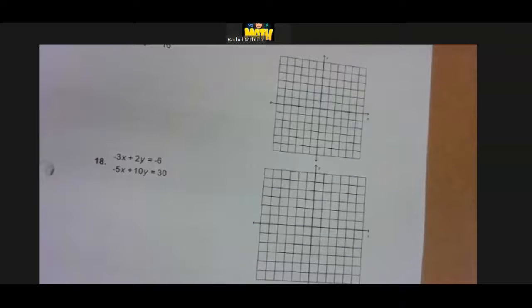So your homework is just the front and the back on that next page. So it's 6 graphs. Because I knew today was a little bit longer of a lesson.